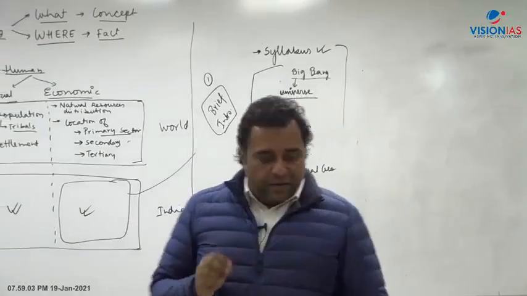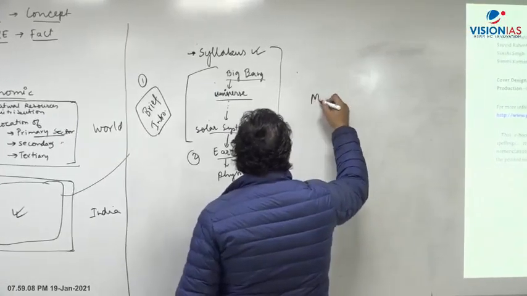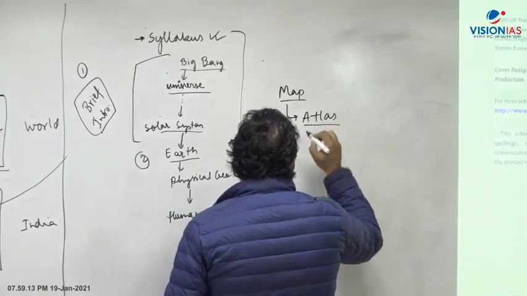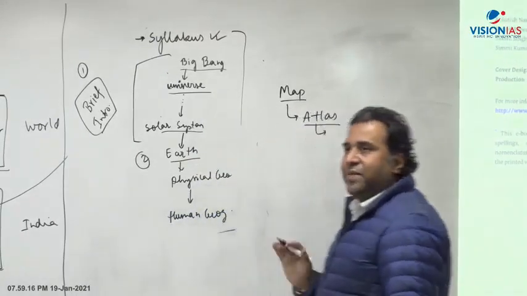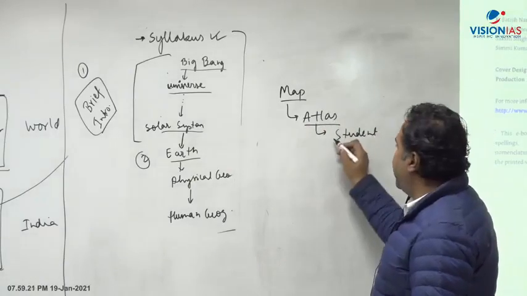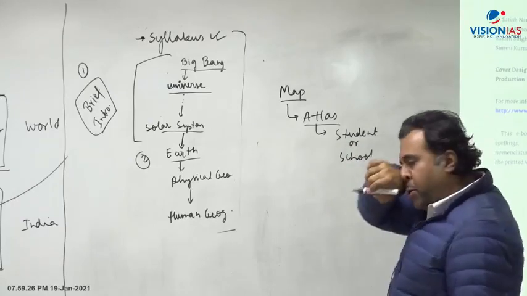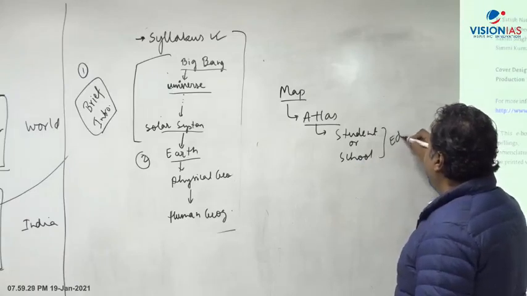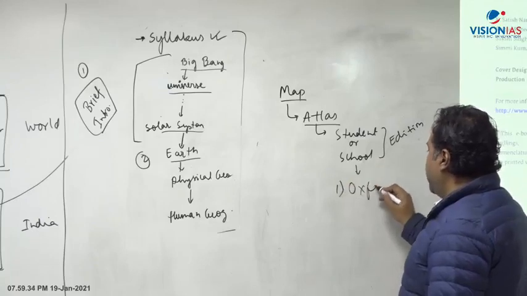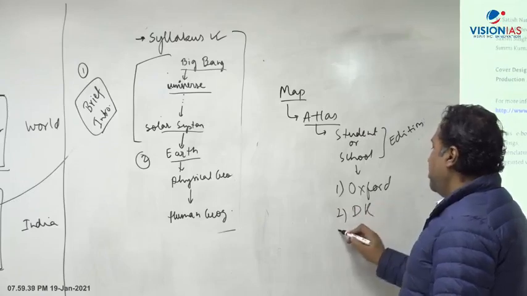So first let me recommend the book for your map work, which is your atlas. You should have an atlas. Buy a hard copy, student or school atlas. There are two editions, you can buy either. Which one? You can buy Oxford, I find it very good, or you can find DK or Orient.